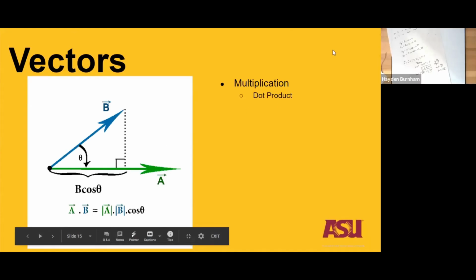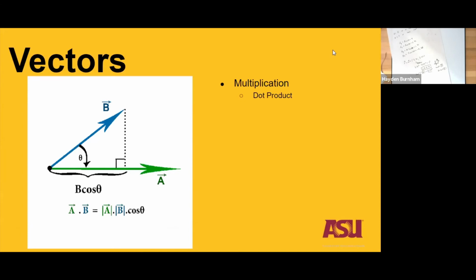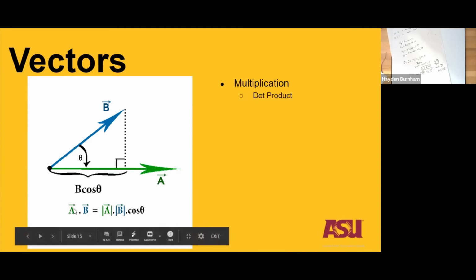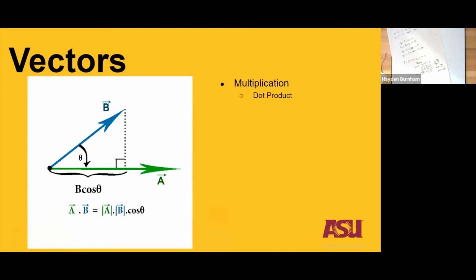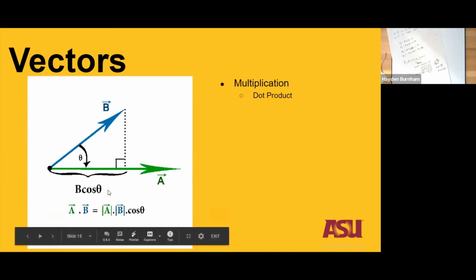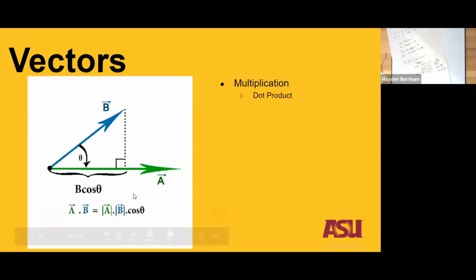Okay. So this is a little bit more complicated concept. And we're going to go over something called the dot product. Now, the dot product, it's kind of hard to explain exactly what it means, but it's kind of like the projection of a vector on another. But it's pretty easy to calculate. There's two different ways you can calculate it.